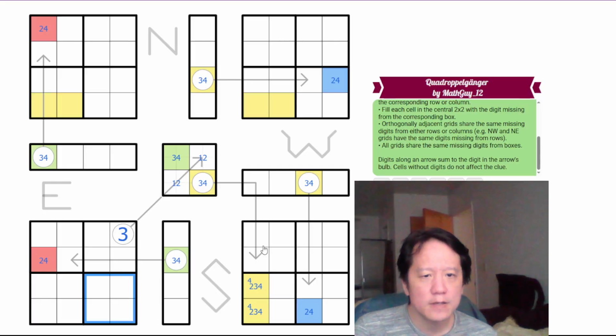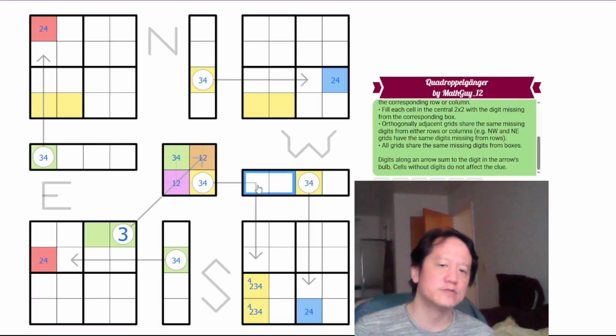Green. Green cannot be any of these, but it could be any of these three. Green can't be here. Oh no, green cannot be any of these. So green is one of these two. I guess we'll make this, I don't know, pink and this orange. So green is missing from one of these. It has to be one of these two cells.